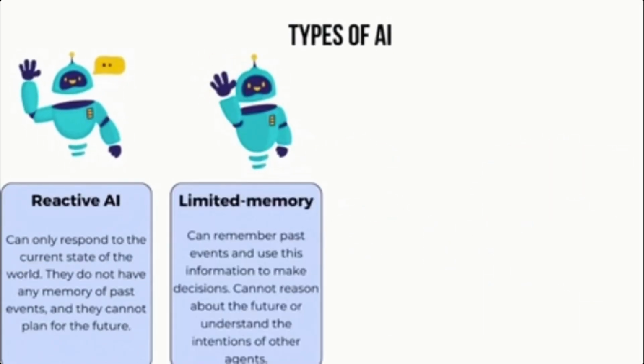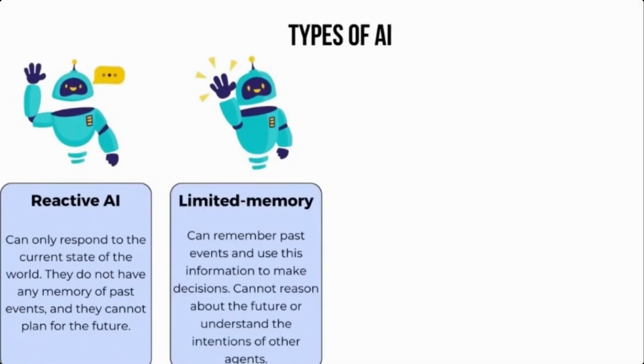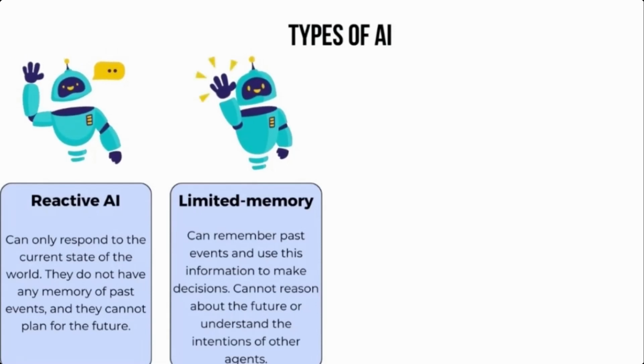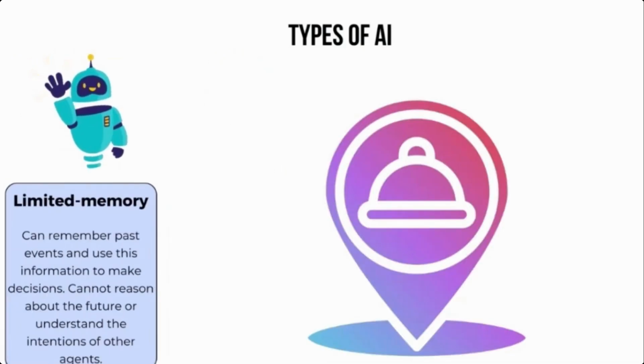The second type of AI is limited memory AI. These systems can remember past events and use this information to make decisions. However, they cannot reason about the future or understand the intentions of other agents. An example of that could be a maps application that suggests places to eat based on your previous visits.